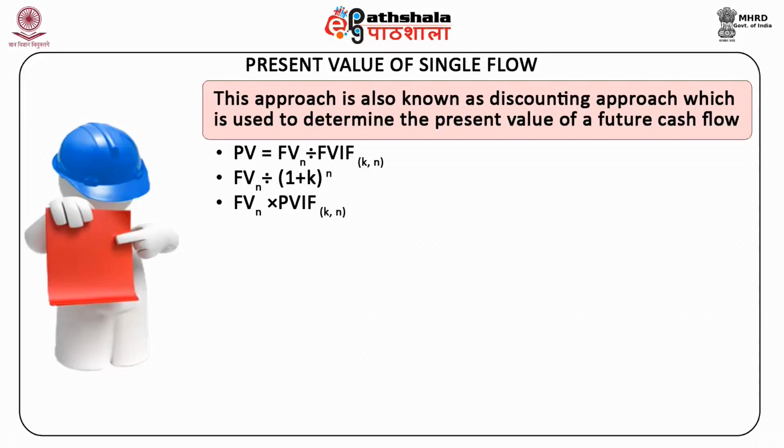PVIF k,n value can never be greater than 1 as it represents the present value of rupee 1 receivable after n years at a given rate of interest.